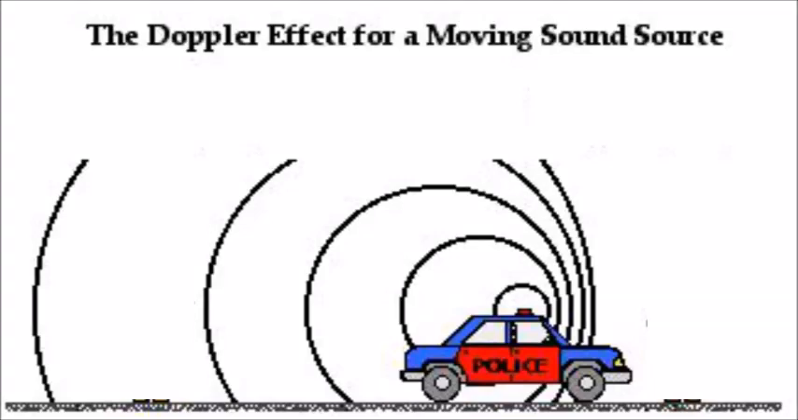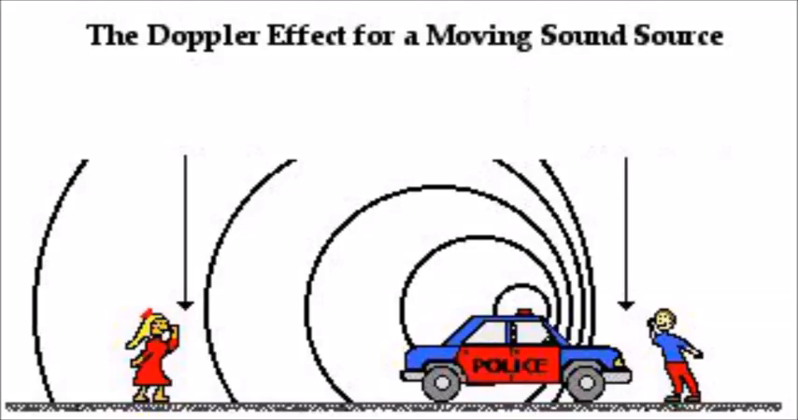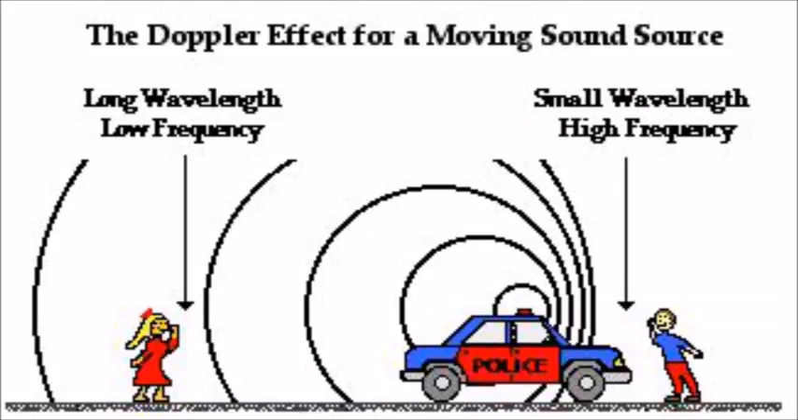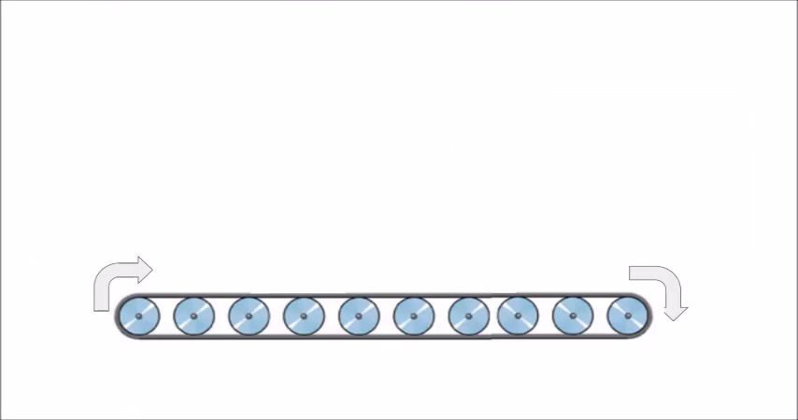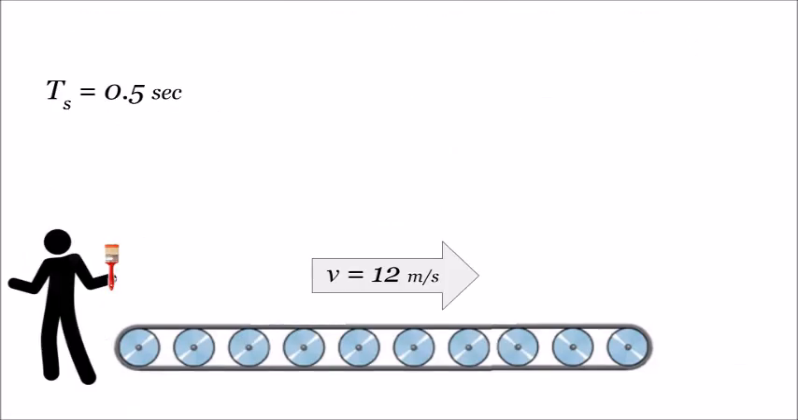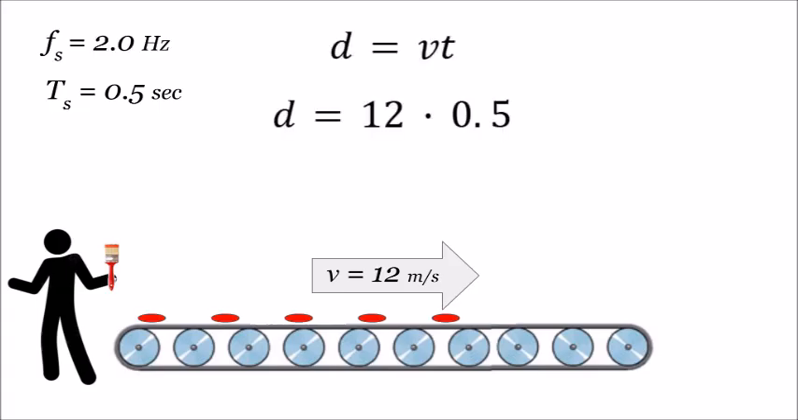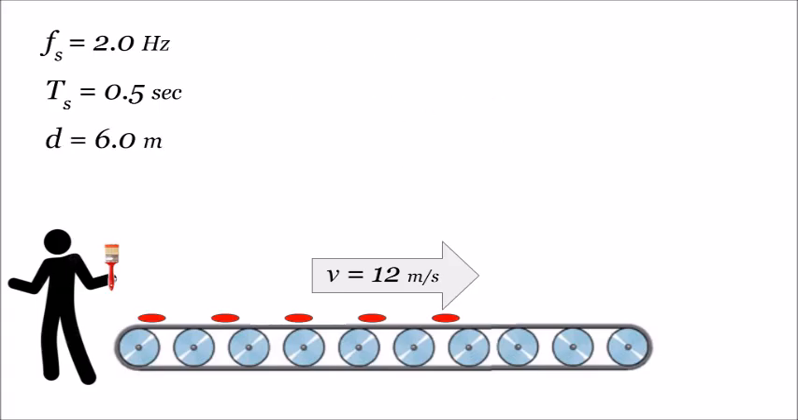Many students have heard about the Doppler effect, but getting the picture is one thing; the mathematical details, that's another. Good thing this article works them out using a conveyor belt and a painter who adds a dot every half second. That's the source. These dots are 6 meters apart, and that is what you'll see.